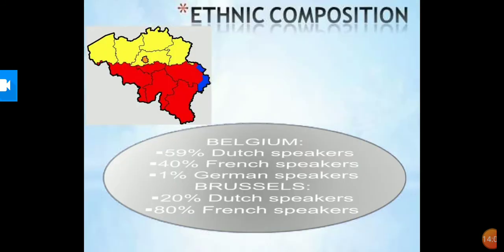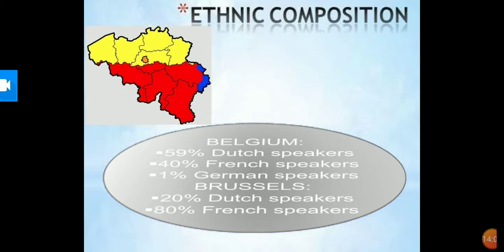Belgium is a federal monarchy in Western Europe. It is a founding member of the European Union and hosts the European Union's headquarters as well as those of several other major international organizations such as NATO. Belgium covers an area of 30,528 square kilometers and it has a population of about 11 million. Ethnic composition, we will see the ethnic composition now.